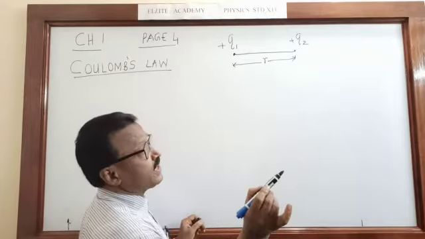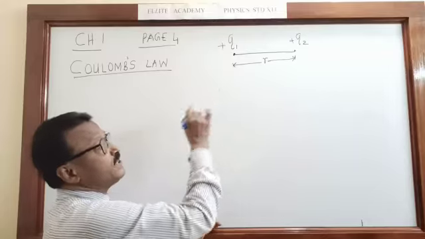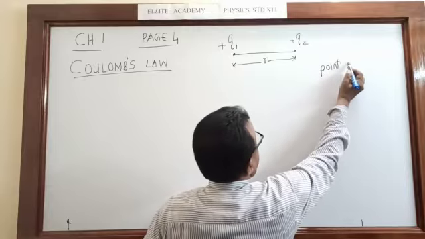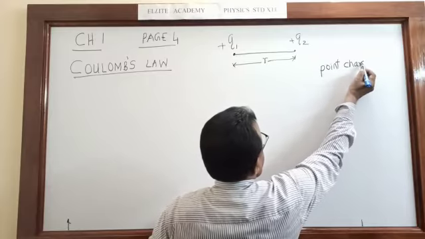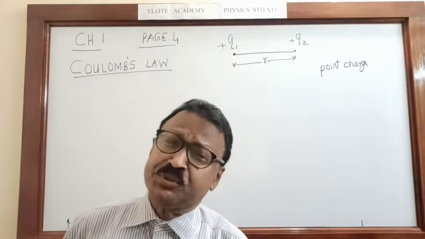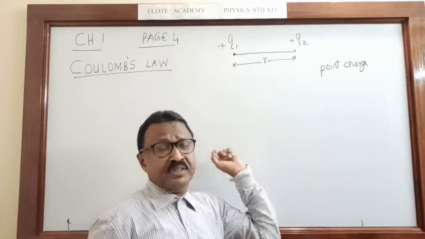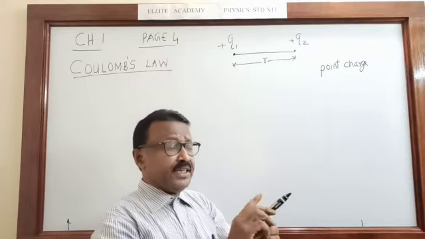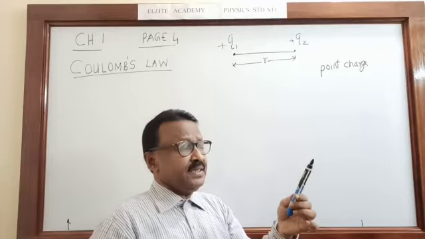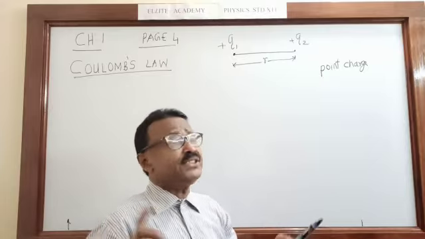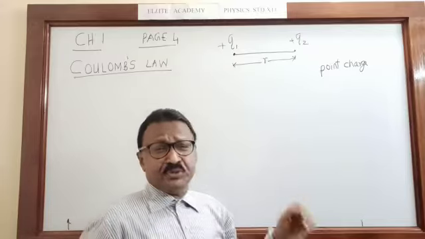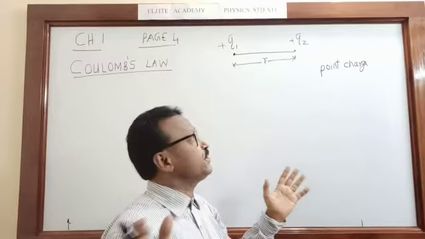So, if the size of the charge is small compared to the distance between them, we call it a point charge. So, what is a point charge? A point charge is a charge whose size is small compared to the distance between them. For example, if I give some charge to this writing pen, I can say it cannot be a point charge because its size is not small. The two charges can be both positive, both negative, or maybe one positive, one negative.